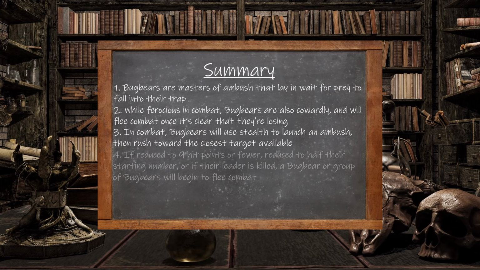Fourth, if reduced to 9 hit points or fewer, reduced to half their starting number, or if their leader is killed, a Bugbear or group of Bugbears will begin to flee combat. Their movement speed of 30 feet means they'll likely need the dash action to get away, risking attacks of opportunity so long as it means escaping with their life.